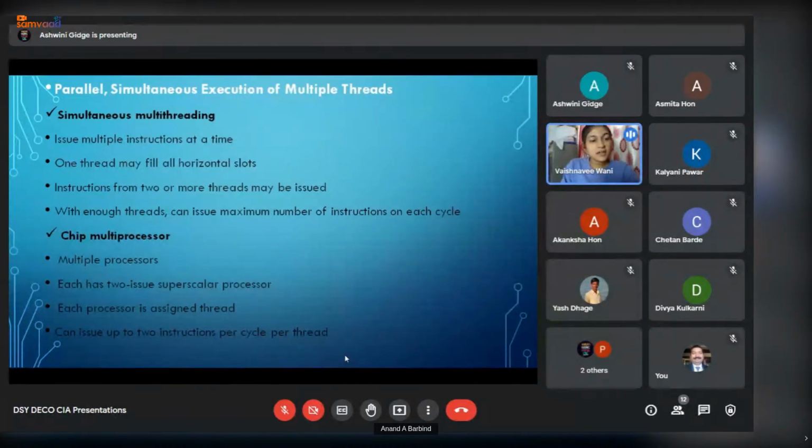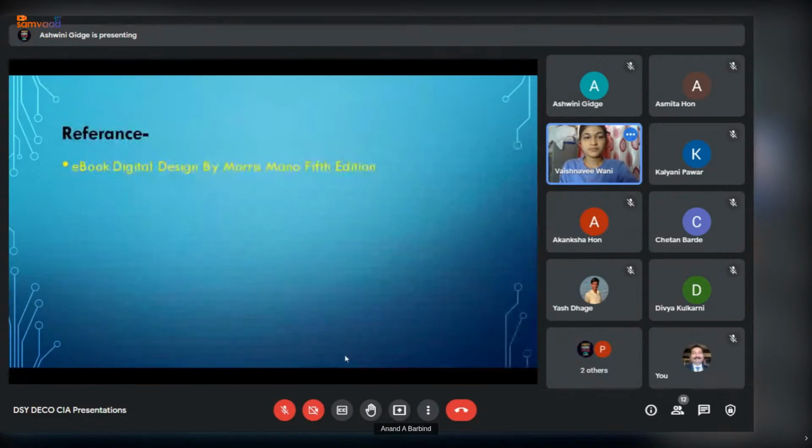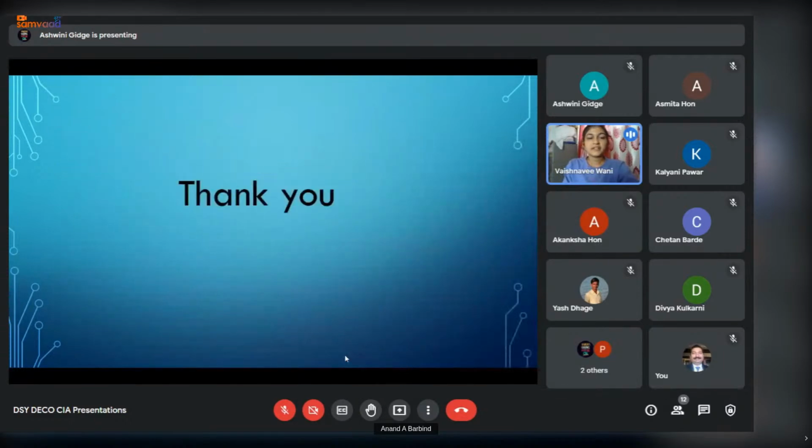Now here we are with the chip multiprocessor. It has multiple processors, each a two-issue superscalar processor. Each processor is assigned a thread and can issue up to 2 instructions per cycle per thread. The reference we have taken is an ebook, and thank you so much.